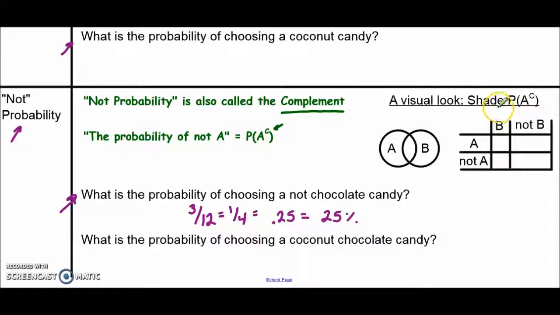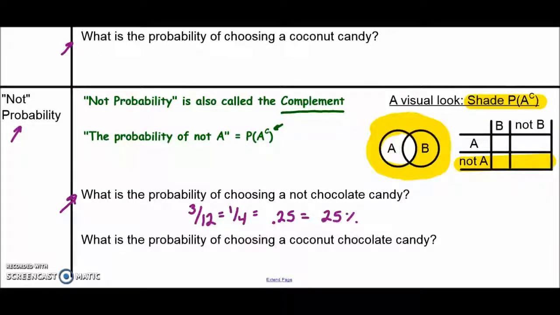So what would that look like visually? Well, this is something we've already done. If I wanted to shade the complement of A or not A, remember, that's everything outside of the A circle on a Venn diagram. That's including everything in any other circle and everything outside of both circles. On a two-way table, I look for the rows that are not A, and I'll highlight those.